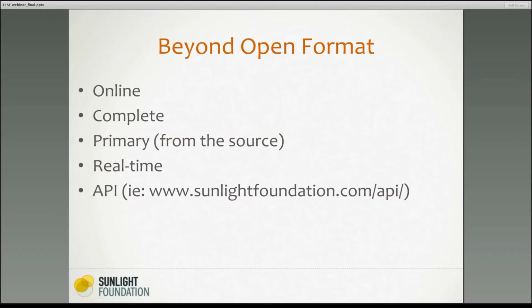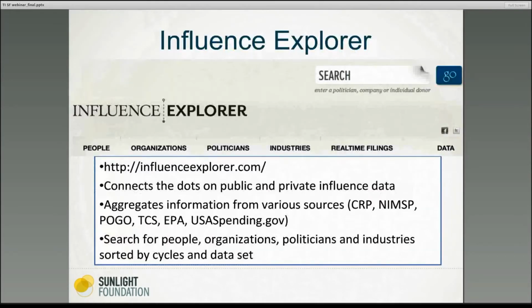Influence Explorer is a tool that helps connect public and private influence data. An important element of Influence Explorer is that we're able to not just use government information, but also aggregate information from various resources. And they're all listed here. You can read more about our data sets on the About page in Influence Explorer. The tool also allows you to search for people, organizations, politicians, and industries, and you can set it by cycles and also download the data.